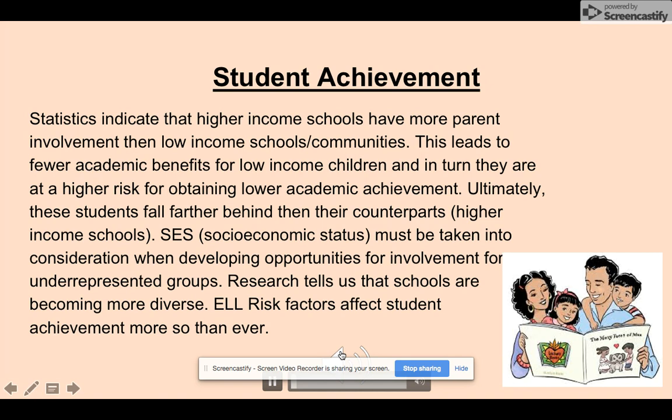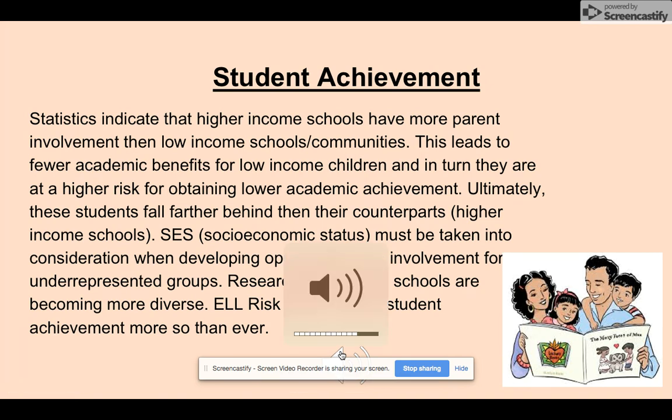Our research found that higher income schools have more parent involvement than low income schools or communities. This leads to fewer academic benefits for low income children, and in turn, they are at a higher risk for obtaining lower academic achievement. Ultimately, these students fall farther behind than their counterparts in higher income schools. Socioeconomic status, or SES, must be taken into consideration when developing opportunities for involvement for underrepresented groups.